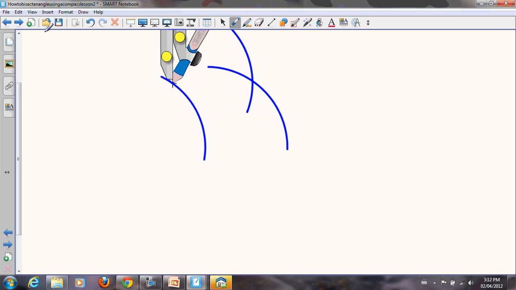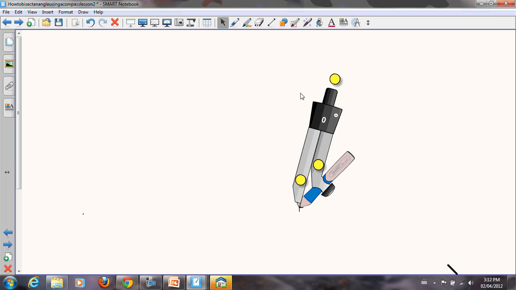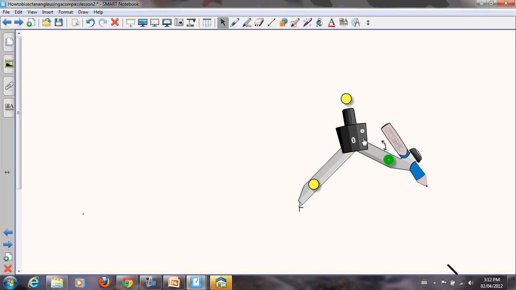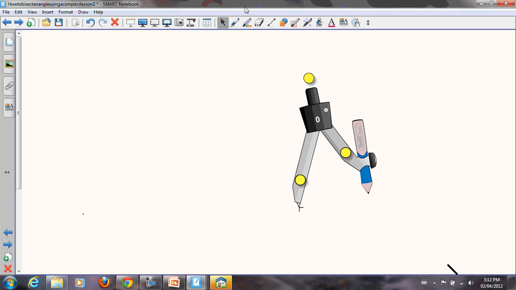The other way to bisect an angle is using a compass. And you've seen this little device here before. This is a compass. It opens up pretty wide and goes several different ways. Now the easiest way to bisect an angle using a compass like this involves just making 3 marks on an angle. So let's do it.